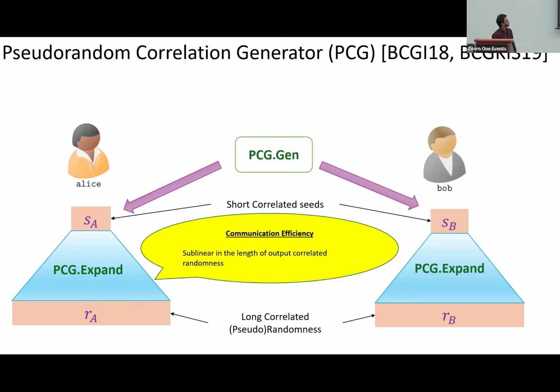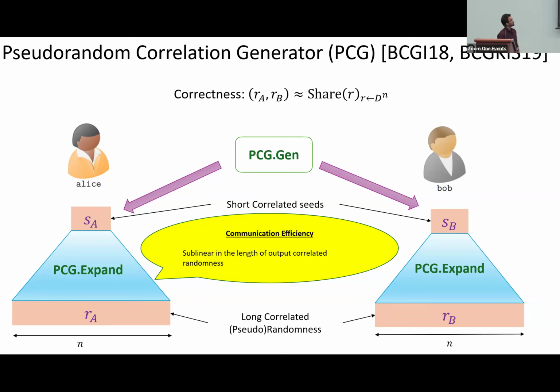The benefit here is that the expansion procedure only takes communication which is sublinear in the length of the output correlated randomness. Let's say the output length is n. Then the correctness says that the joint distribution of the outputs of the parties is indistinguishable from an additive sharing of a sample from n copies of the distribution D over which the correlation is defined.